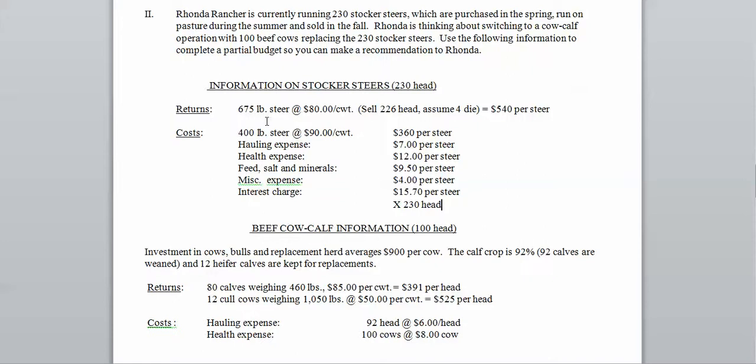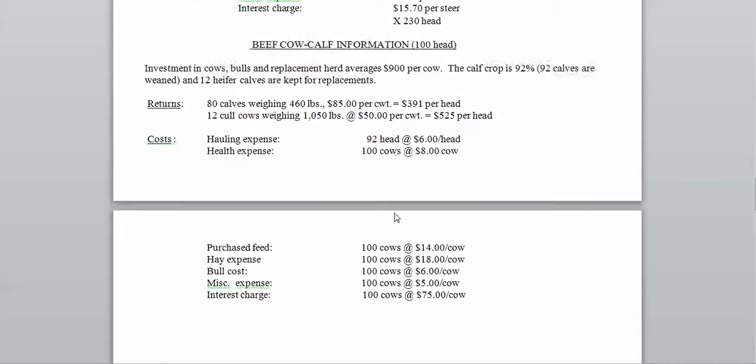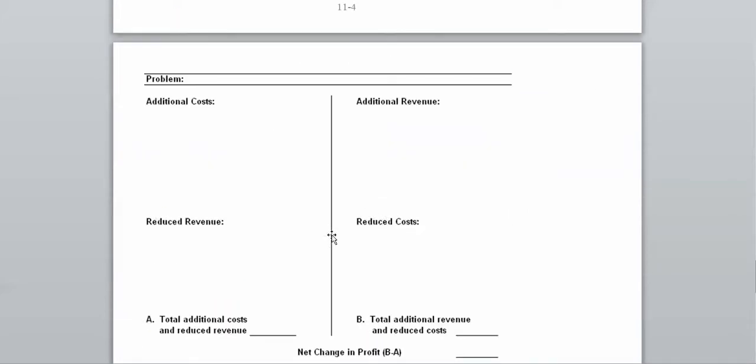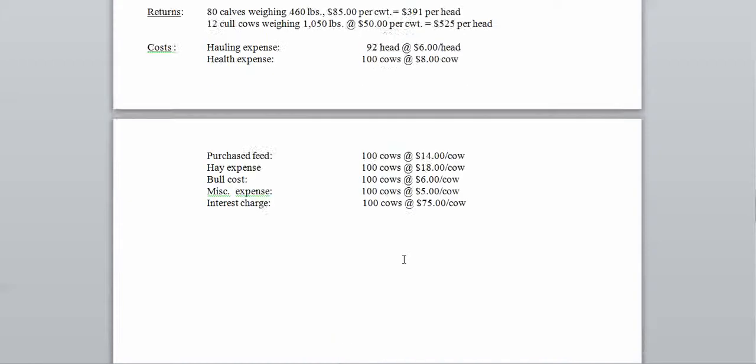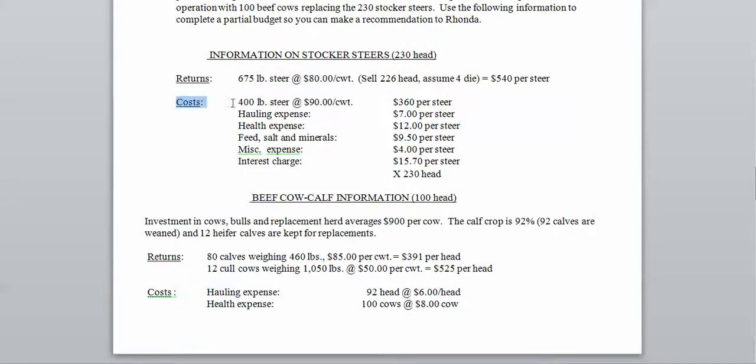If we go from steers to beef cows, the returns from the steers is a reduced revenue. We're not going to have this revenue anymore. So that's a negative. That goes here. Reduced revenue. Reduced costs, we're losing the cost from those steers, so that's going to go here. That's a positive. We no longer have the cost of these stocker cattle.